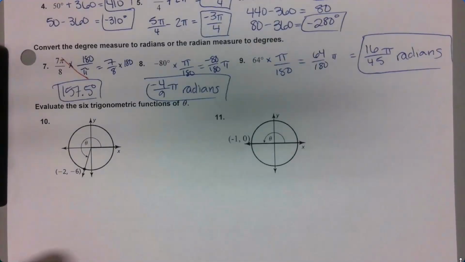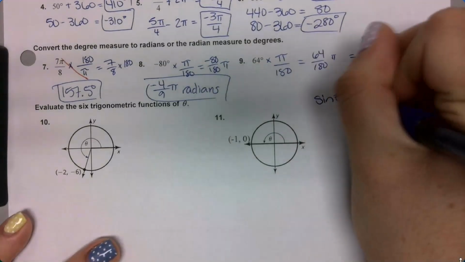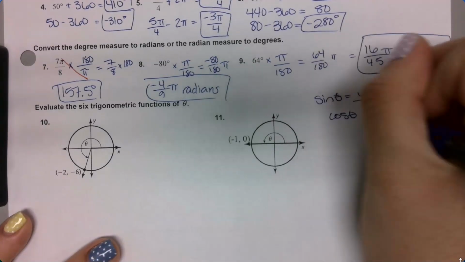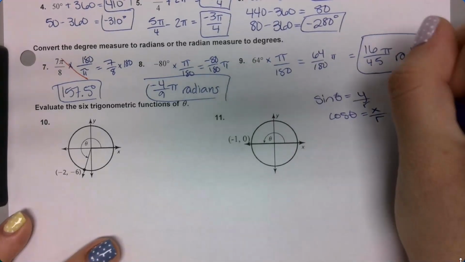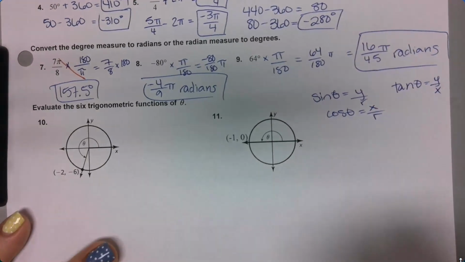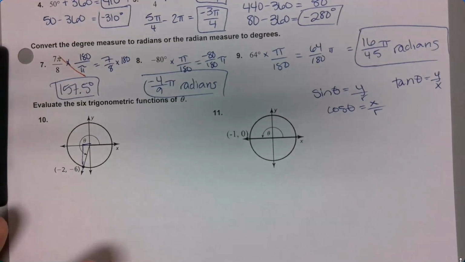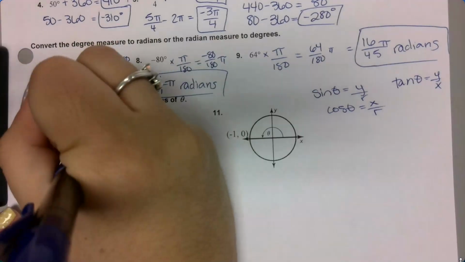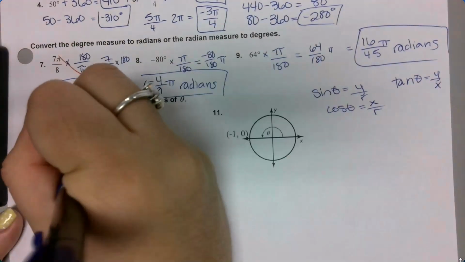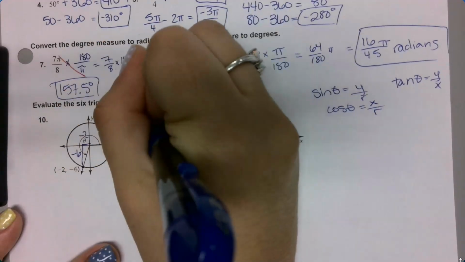On numbers 10 and 11, I want to rewrite these as trig functions of theta. Remember, sine of theta equals y over r, cosine of theta equals x over r, tangent of theta equals y over x, and then my reciprocal functions work the same way. So, first thing I want to do is find my hypotenuse. I know that this is -2, -6, so I'm going to use a squared plus b squared equals c squared.